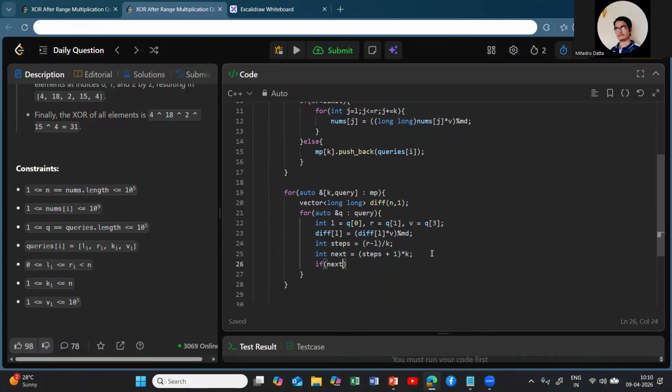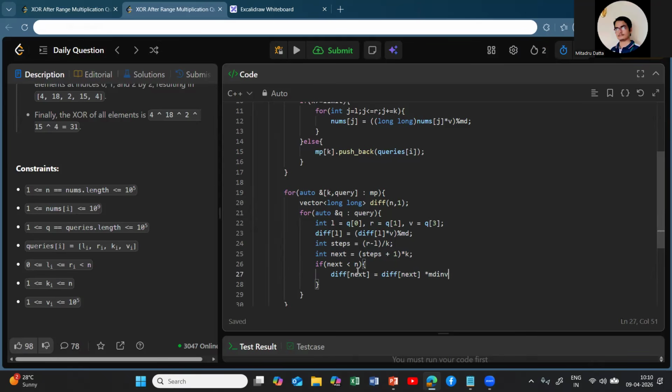Now if this next index number is less than n, then only you have to do something, right? You just multiply this. Instead of v, I will simply multiply with v inverse. So difference array of next will be nothing but difference array of next multiplied with mod inverse.